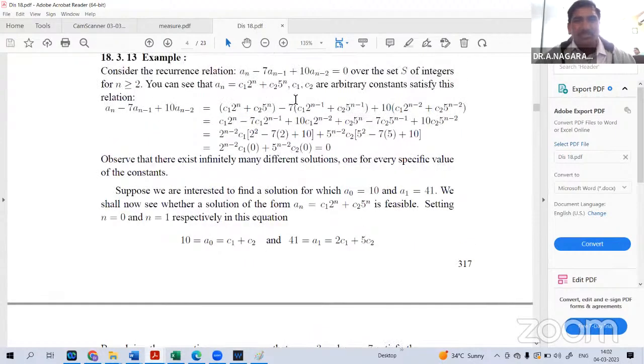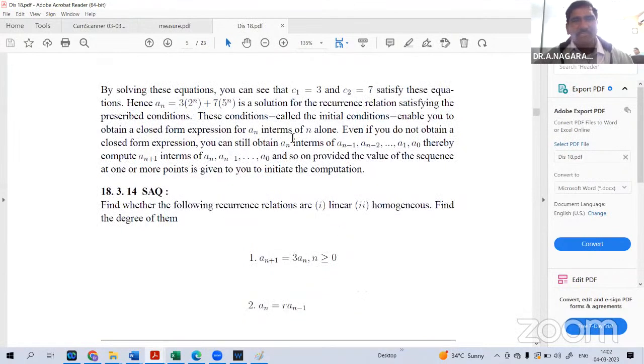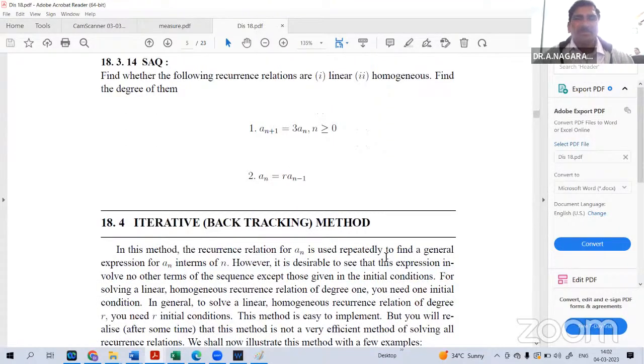This is the general solution, which means you should write it in terms of C1, C2. Here you are giving particular values for C1 and C2, so this comes to the particular solution. Okay. This is overall the solution of the recurrence relation, we can say. Is it clear?